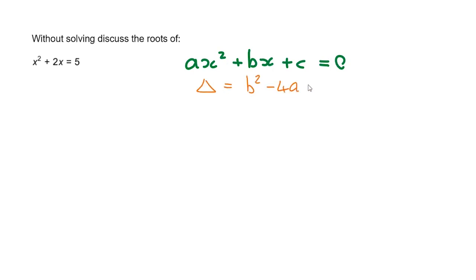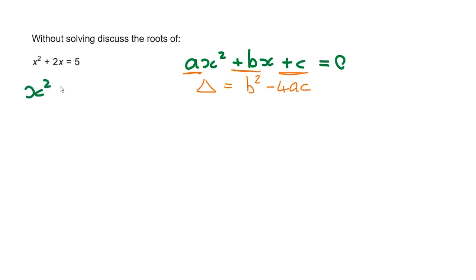But remember that the thing needs to be in standard form. A is the coefficient of the x squareds, with its sign. B is the coefficient of the x's, with its sign, and c is the constant term, with its sign. So this one over here, discuss the roots of this thing.